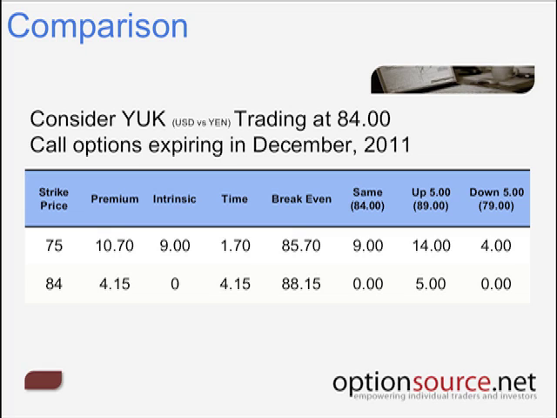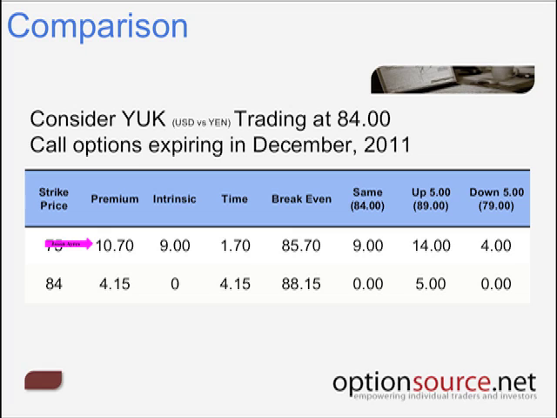So let's take a look at, obviously for example purposes, two very clean examples here. One of a deep in the money option contract. So we're looking at the underlying pair, the YUK trading at 84, and a 75 strike call option, which is deep in the money, versus an 84 strike call option, which is at the money.